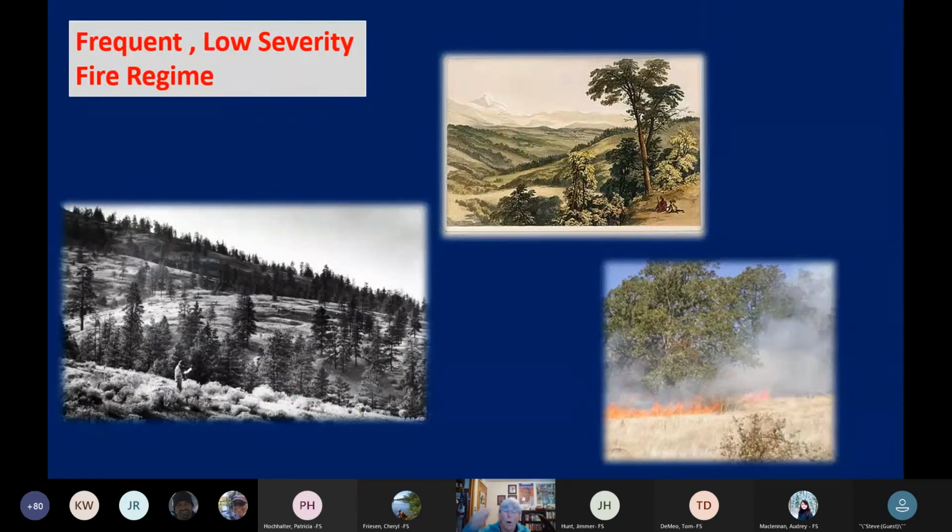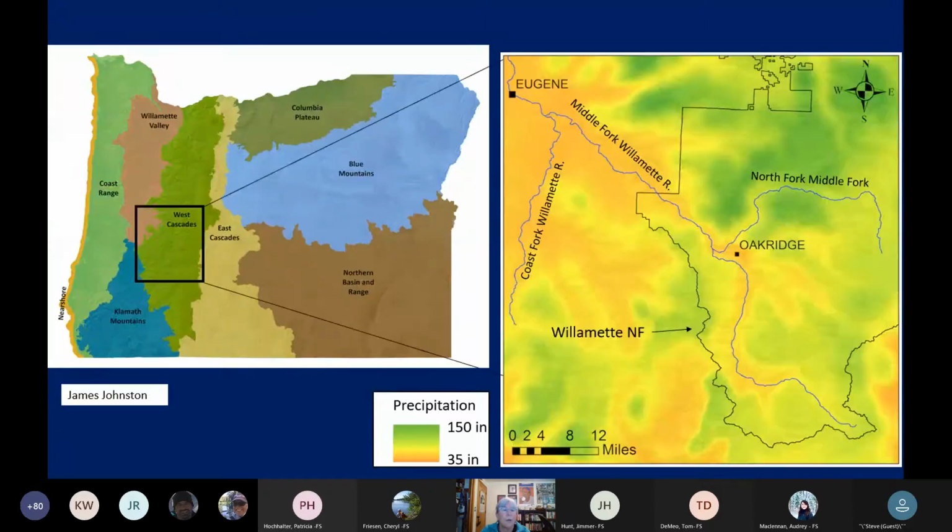And as I said before, although we did not map the frequent low severity fire regime, there is evidence that it occurred on the south end of the Willamette. And it makes sense because as we're starting to move down to the south end of the Willamette, we're starting to see some climatic shifts moving from a moister, cooler condition to a warmer, drier condition that's a lot more representative of areas to the south.